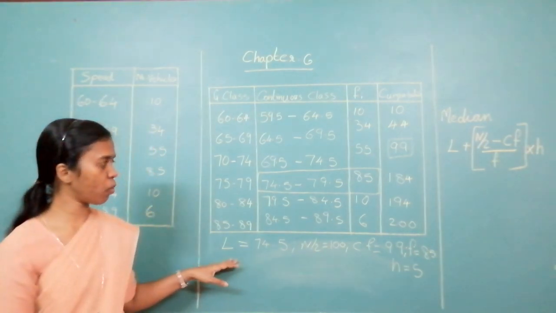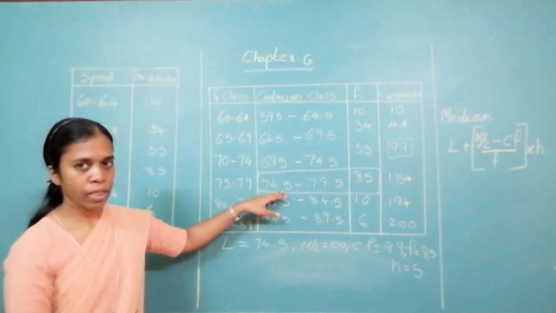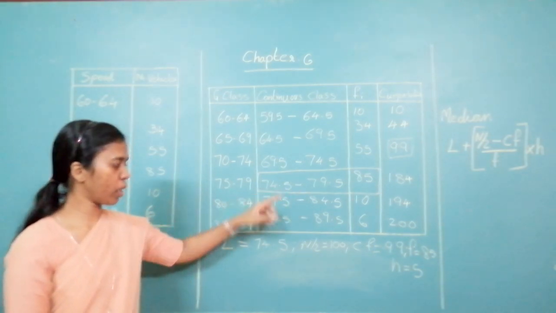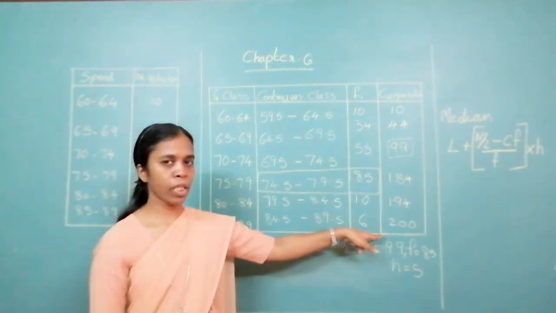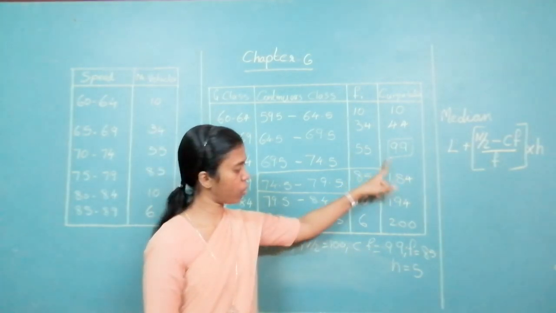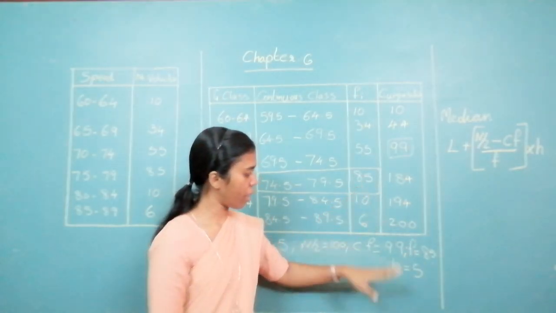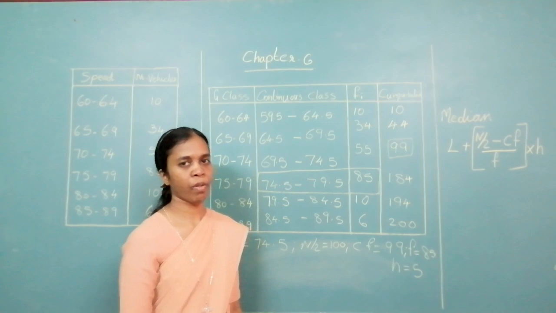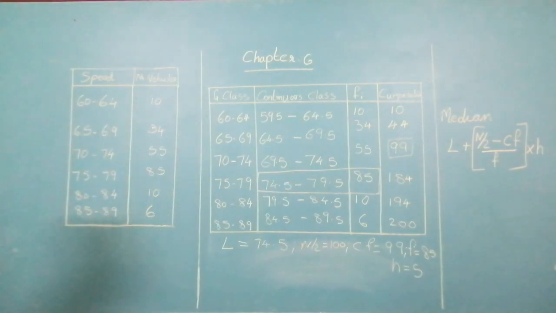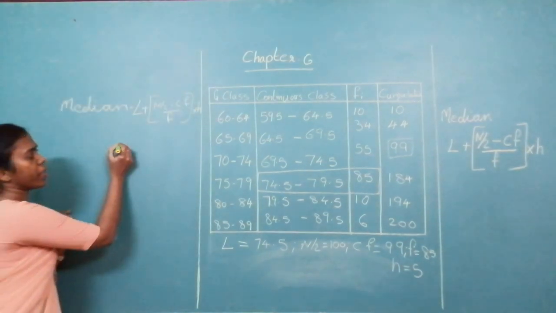I repeat, what is the lower limit? Our lower limit is the lower limit of the median class. N upon 2: N is 200, so n upon 2 is 100. Cumulative frequency, the one previous to that, is 99. Frequency is 85 and class width is 5. Now we have to directly substitute in the formula. Just try it, see what you get.